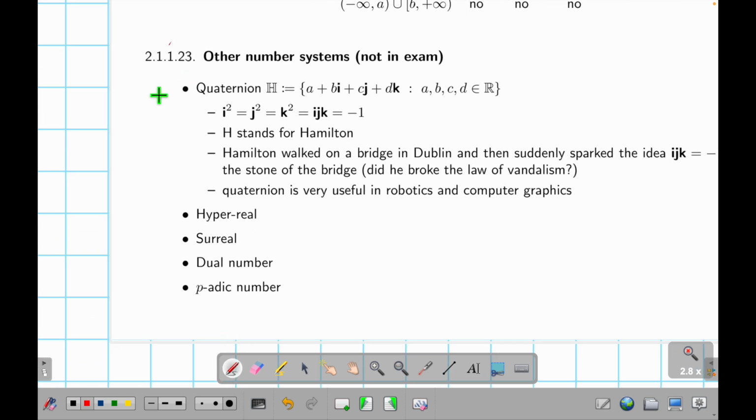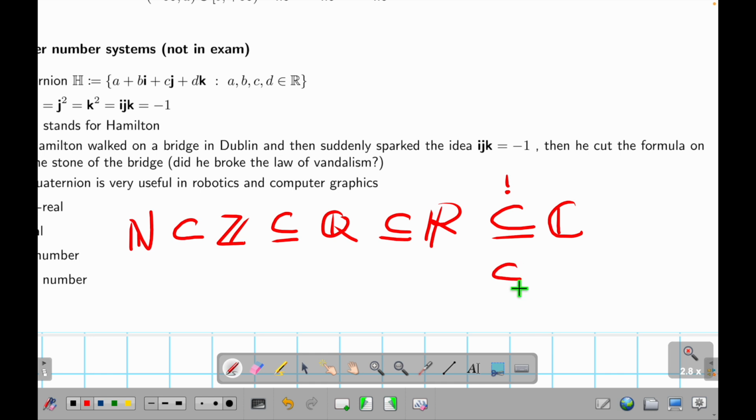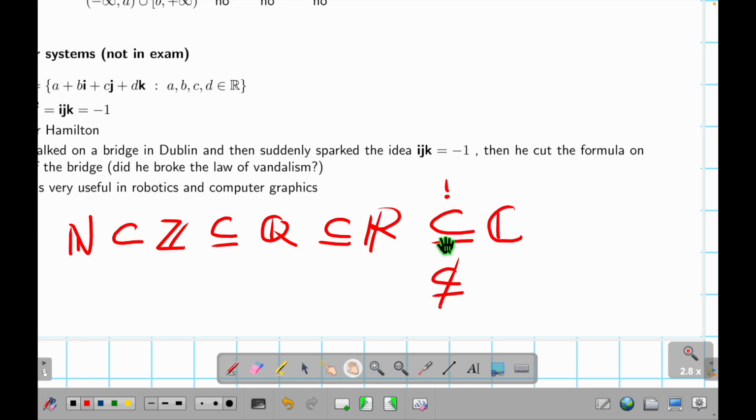Now this part definitely no need. This is just for fun. Okay. Important: you can actually show that this is false. R is not a subset of C, but you can also say that R is a subset of C. It depends on the context. So I will just put an exclamation mark here.